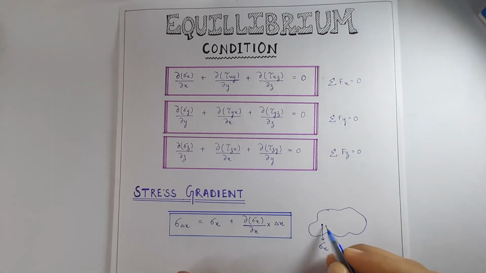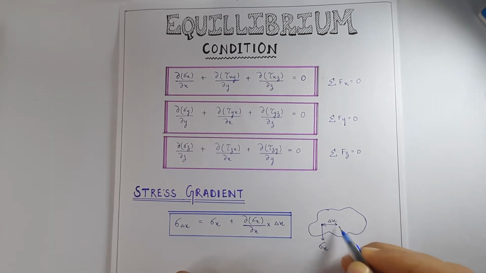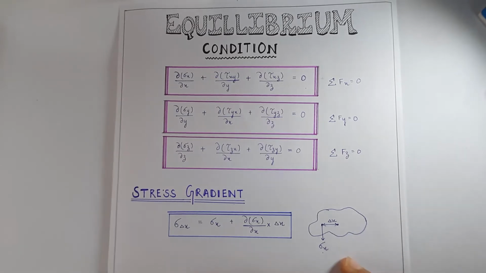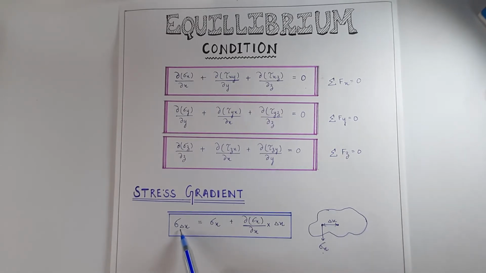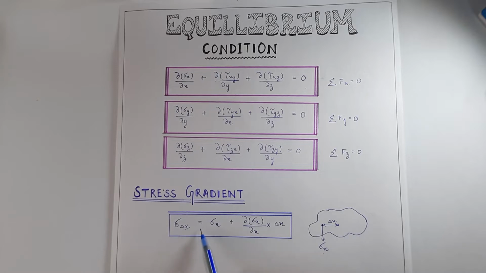In order to know the value at any distance, say Δx from the origin, at this point the stress will be given by this formula: σ(Δx) = σx + (∂σx/∂x)·Δx, where Δx is the distance from the origin, or from the point under consideration.